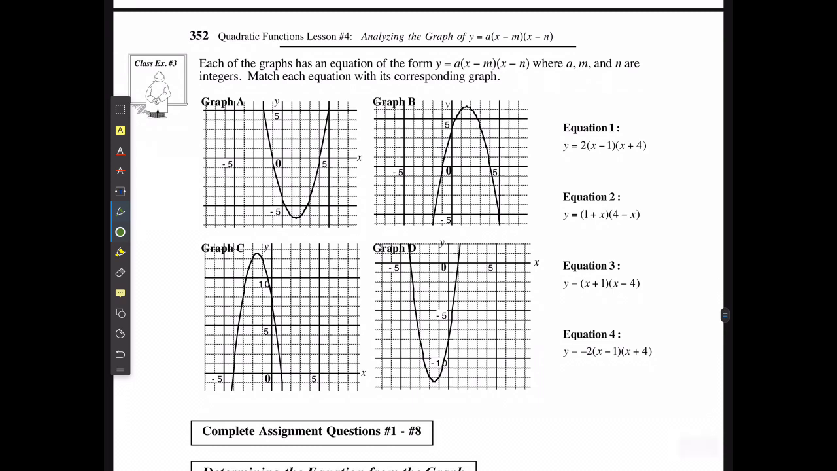For example 3, I just need to match the graphs to the proper equation on the right-hand side. Well, I'm going to take a look at the equation I have and say that in this case, I'm going to have x-intercepts that occur at 1 and -4. I can also see that my a value is positive, so it should open up. So the only one that I see where it has x-intercepts at -4 and +1 and still opens upwards is going to be graph D.